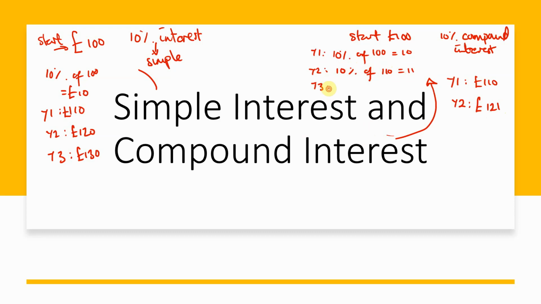And then for year 3, they'll find 10% of my £121, which will be £12.10. So in year 3, I'll have £133.10. There's a formula for doing this quicker, which we'll get onto in a few slides, but this is the basic idea of it. Simple interest, you just get the same amount from your first year constantly. Compound interest, you get a different amount depending on what is in your account at the end of that year.